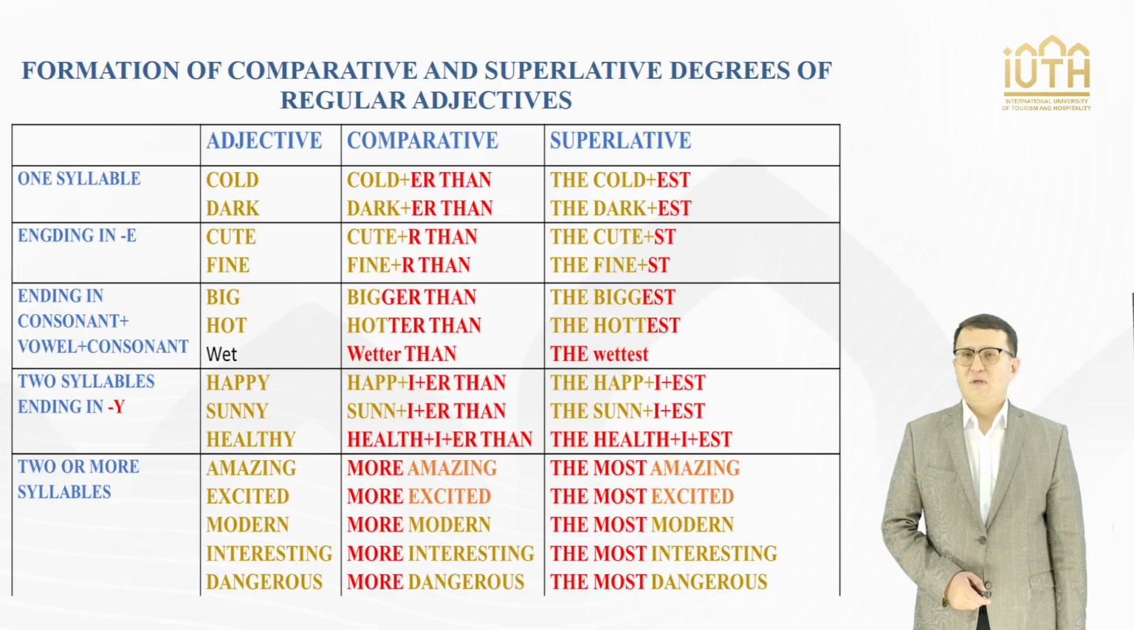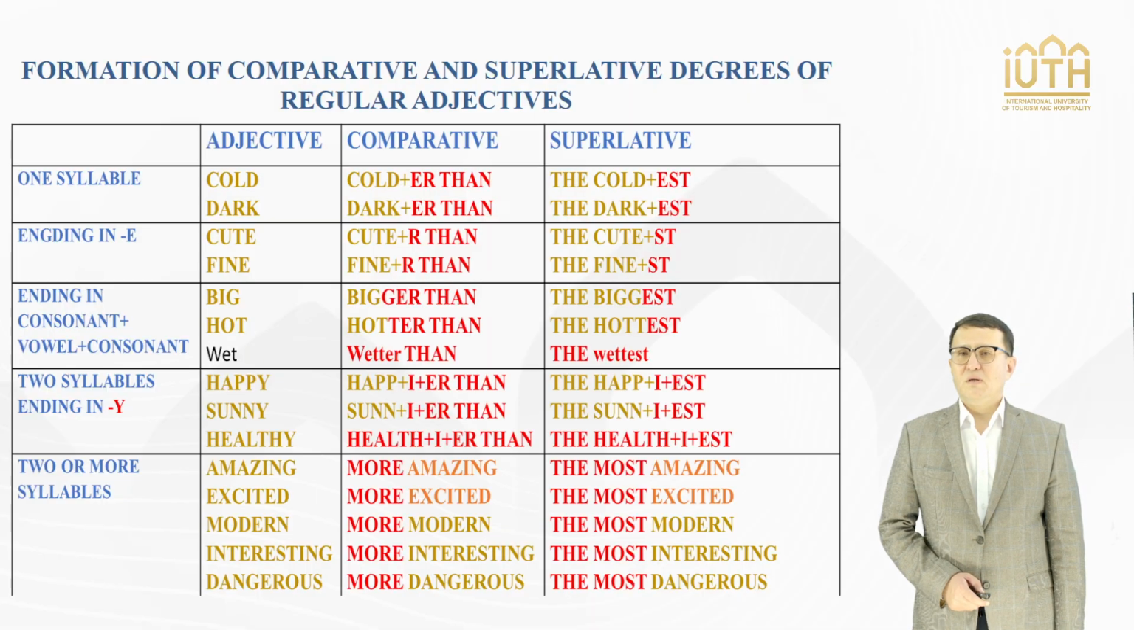Two-syllable adjectives ending in y. Change y to i, then add er, est. For example, happy, happier, the happiest. Busy, busier, the busiest. Angry, angrier, the angriest.